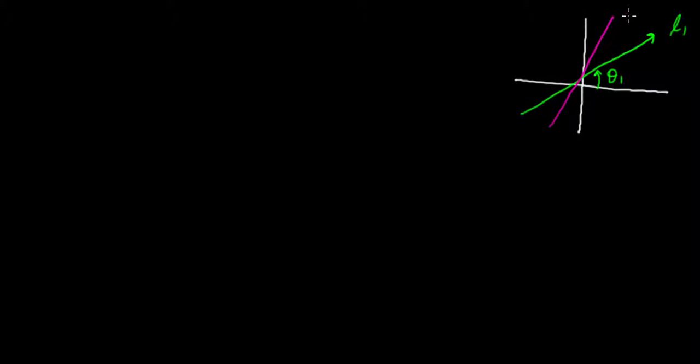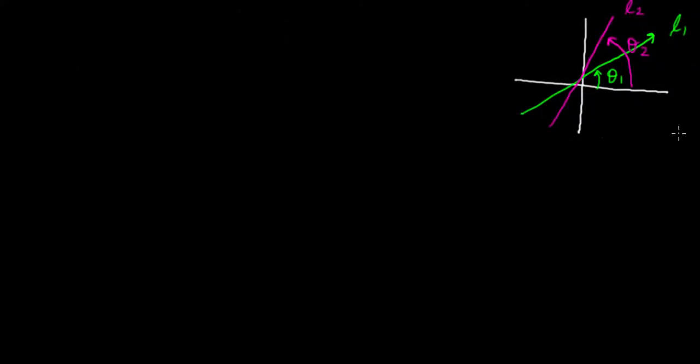So first thing we're going to do is draw an x-axis and a y-axis, and then I'm going to draw a random line. We'll call that line 1. Now you'll notice that line 1 has an angle of inclination. We'll call that theta 1. And then we have a second line, which I'm going to call line 2, and line 2 has an angle of inclination that we'll call theta 2.